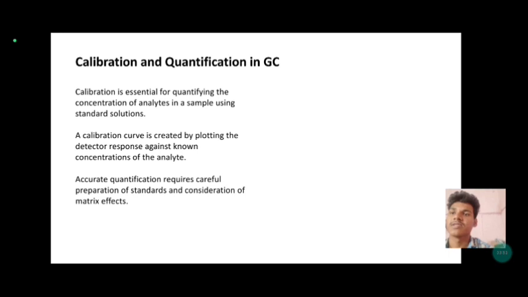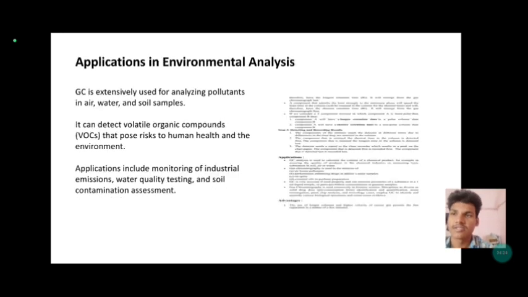Calibration and quantification in gas chromatography. Calibration is essential to quantify the concentration of an analyte in a sample using standard solutions. The calibration curve is created by plotting the detector response against known concentrations of the analyte. Accurate quantitation requires careful preparation of standards and consideration of matrix effects.